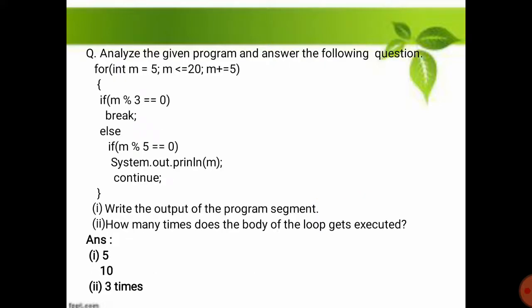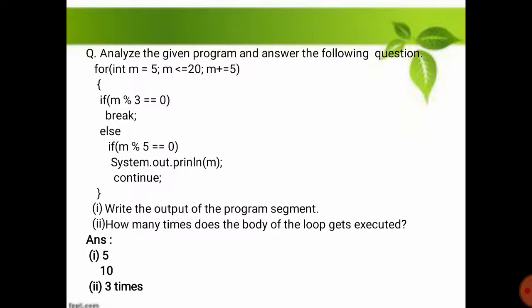Now, next question. Analyze the given program and answer the following questions. For int m is equal to 5, m is less than or equal to 20, this is the test condition, and each time m plus equal to 5 increases the value by 5. Within the body of the loop, if m remainder 3 is equal to 0, then it breaks the loop. Else, within the else again one if is there: if m remainder 5 is equal to 0, then it prints the value of m and then continues. The first question is to write the output of the program segment, and the second question is how many times the body of the loop gets executed.